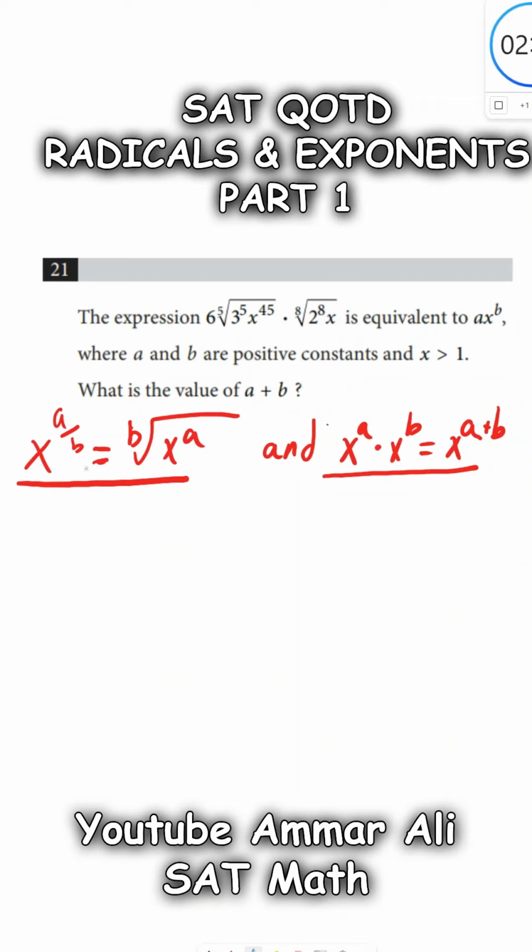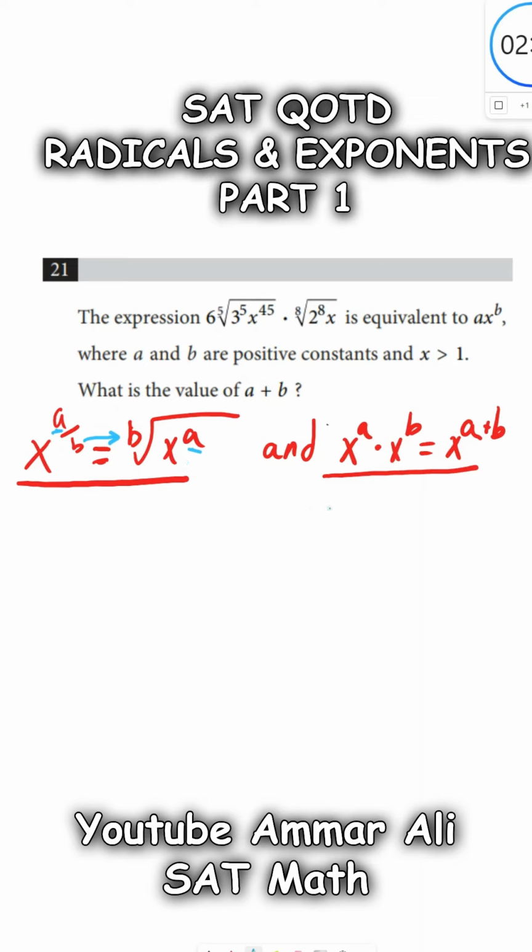To solve this problem, there are two rules for radicals and exponents that you need to understand. The first is that whenever you raise a number to a fraction, that is equivalent to putting that same number raised to the power of the numerator inside a radical whose degree is equal to the denominator. So x to the a over b is the same thing as the b root of x to the a power.